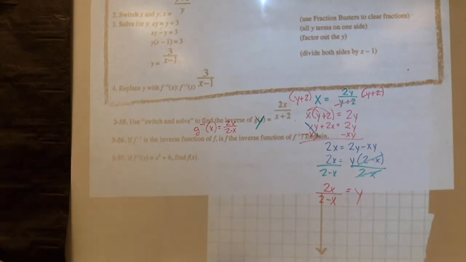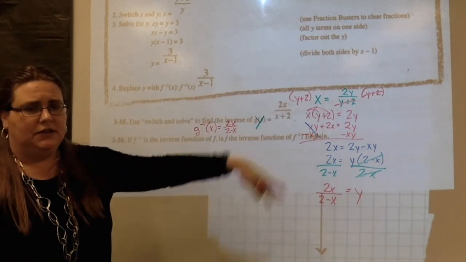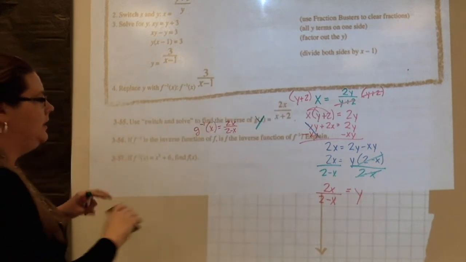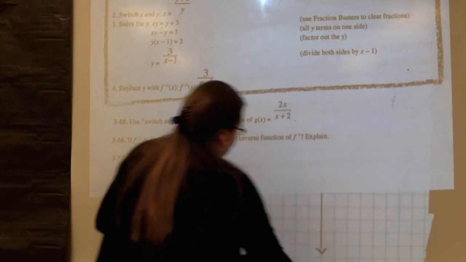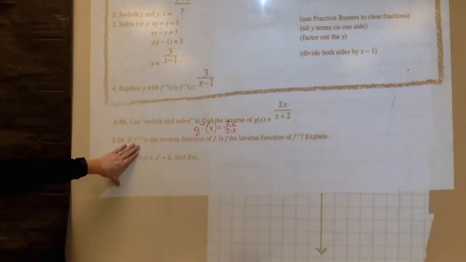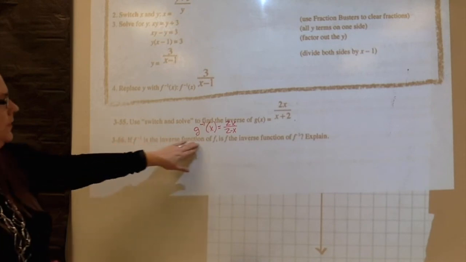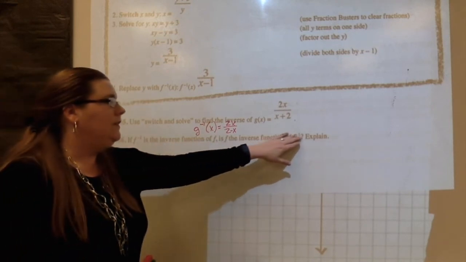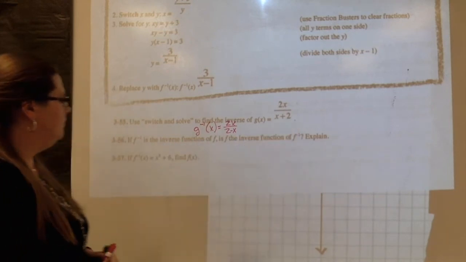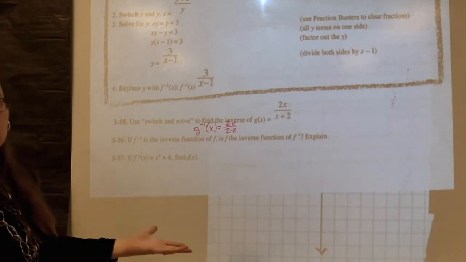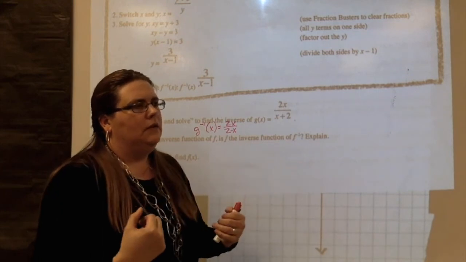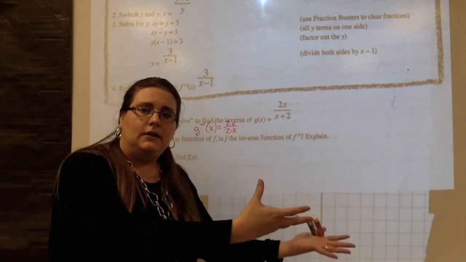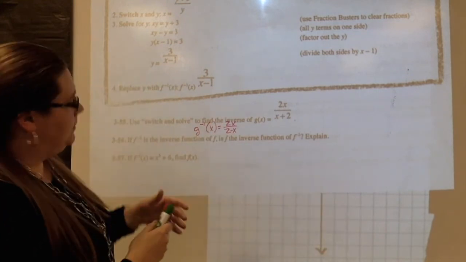3-56 is a more general question, and if you need to pause this and get this down, you can. I'm going to erase it so it's not showing up on top of everything. Okay, so if f inverse is the inverse function of f, is f the inverse function of f inverse? So are they inverses of each other? Do they undo each other? So think about it. If you undo something, then if you undo that, does it take you back to the original? So let's think about the example that they gave us above.